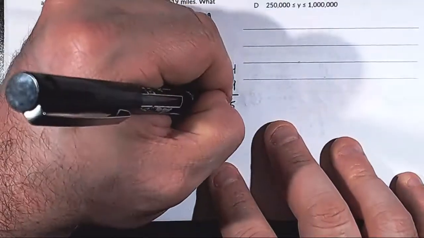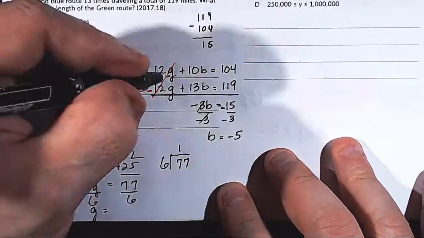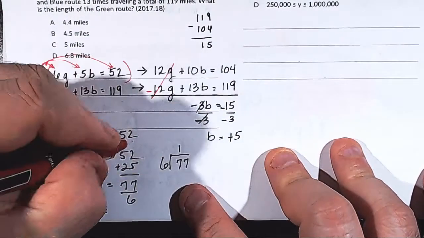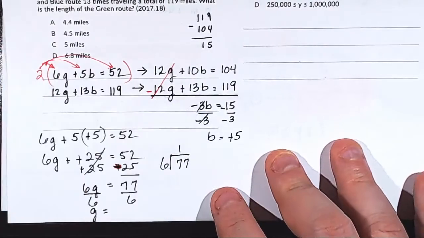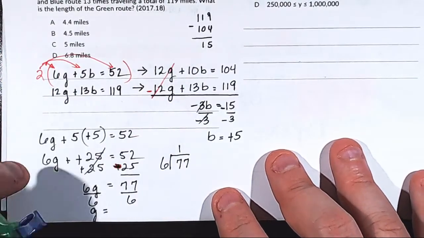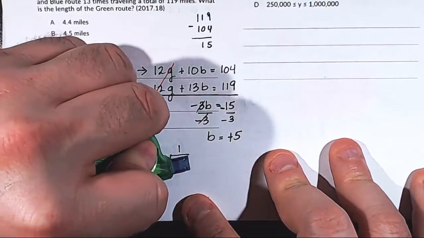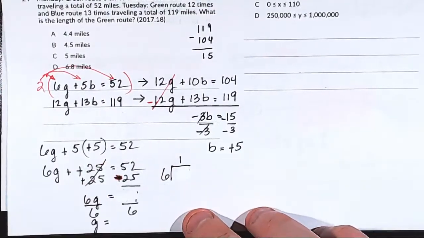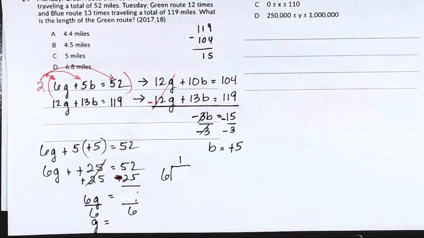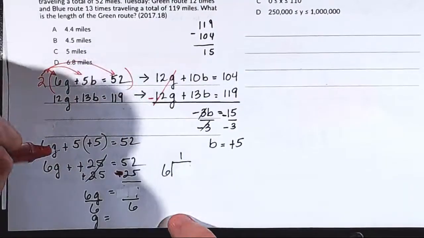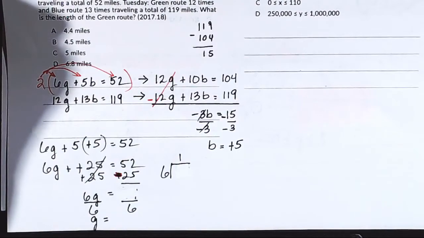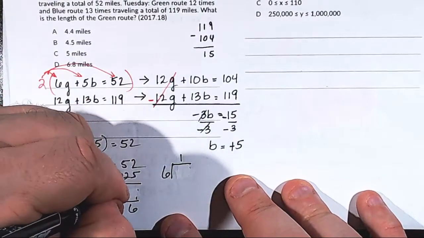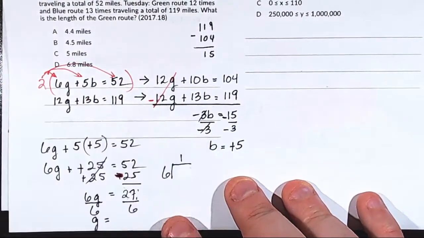Oh, I see what's wrong. This should have been negative 15, and that would have given me positive 5, and then this should have been negative. My bad. So we'll just correct this small error. So 52 minus 25 would be 27. Not 77, 27 over 6.